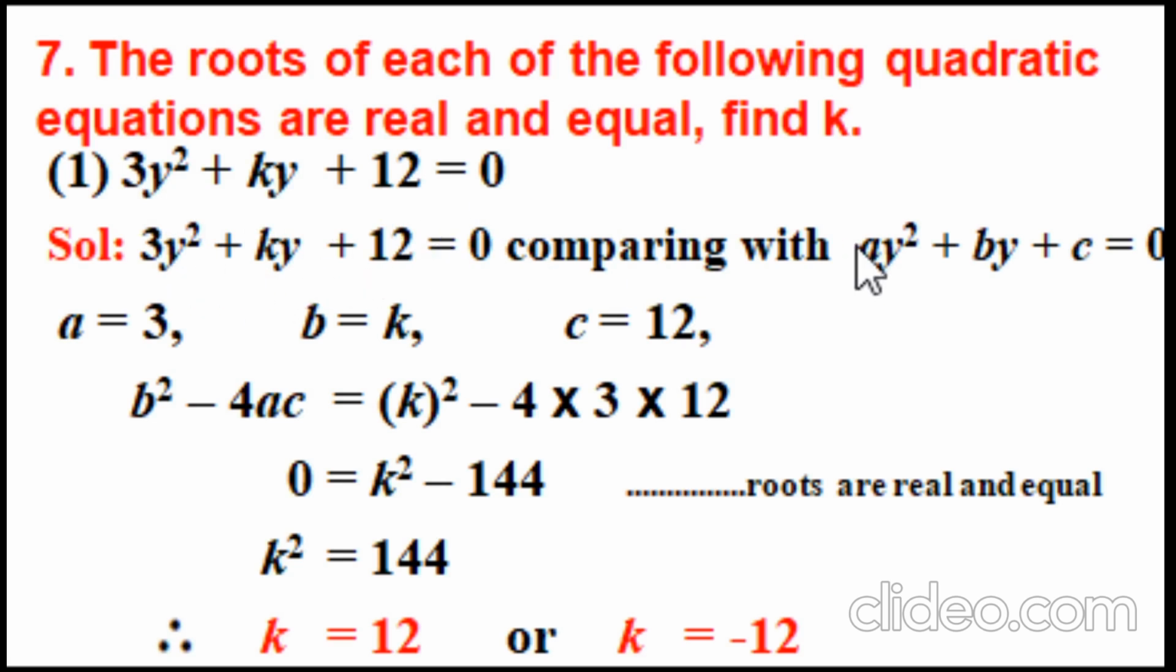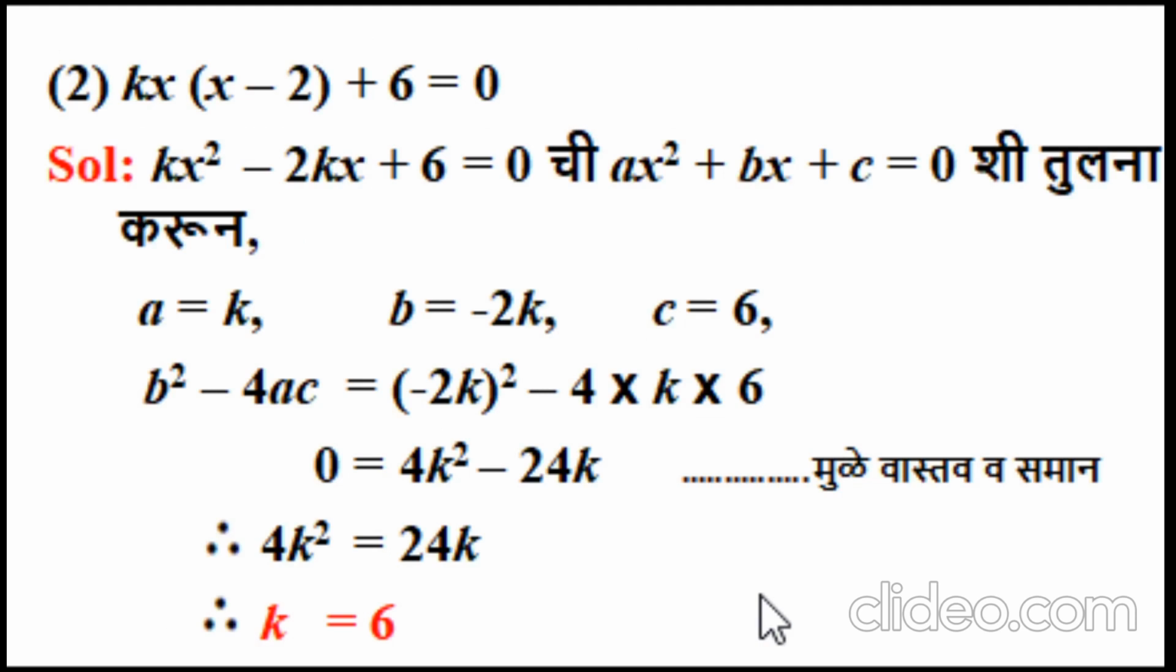Comparing with ay square plus by plus c is equal to 0, we get a as 3, b as k and c as 12. Finding the value of b square minus 4ac: b is k, so k square, minus 4, a is 3, c is 12. So 4 threes are 12, 12 twelves are 144. Here b square minus 4ac is equal to 0, the reason being the roots are real and equal. Therefore we get k square is equal to 144. By taking square root, we get k as 12 or k as negative 12.